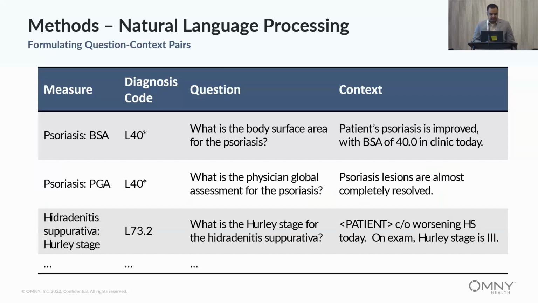So I mentioned that we use question-context pairs, and this is an example of how we form those. You see on the left the name of the severity score, the corresponding diagnosis code, and then on the far right you see the context, which can be a sentence from a clinical note. The first example says, "Patient psoriasis is improved with a BSA of 40.0 in clinic today." Then we pair that with the question in the third column, "What is the body surface area for psoriasis?" And we feed it to the model, and the model returns a result.